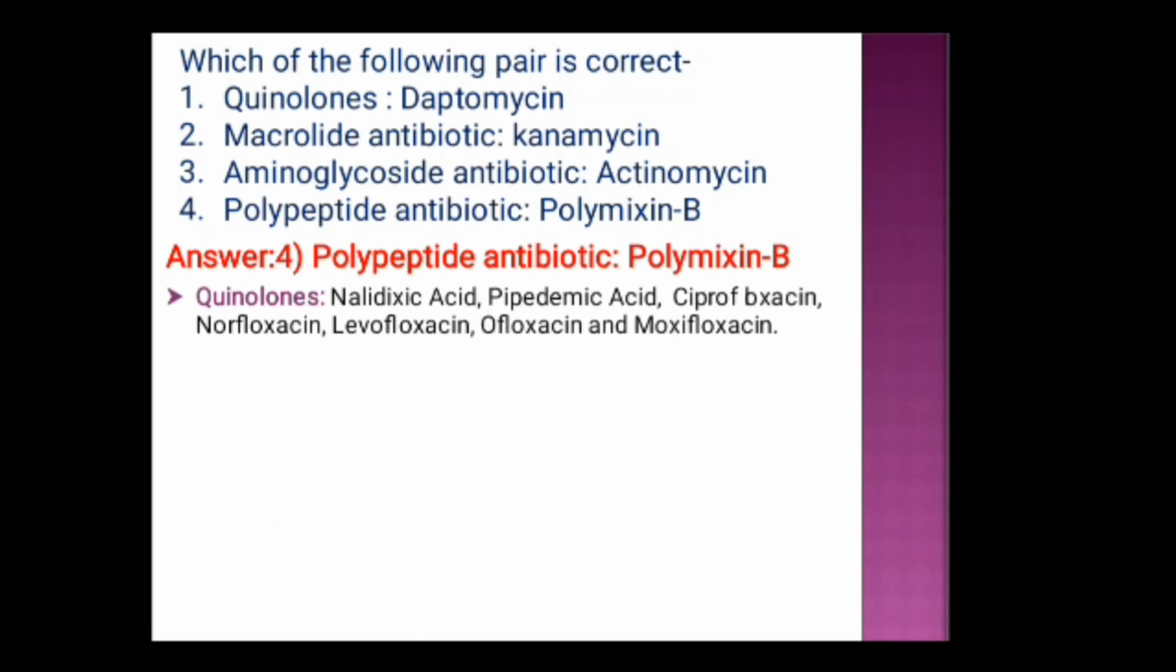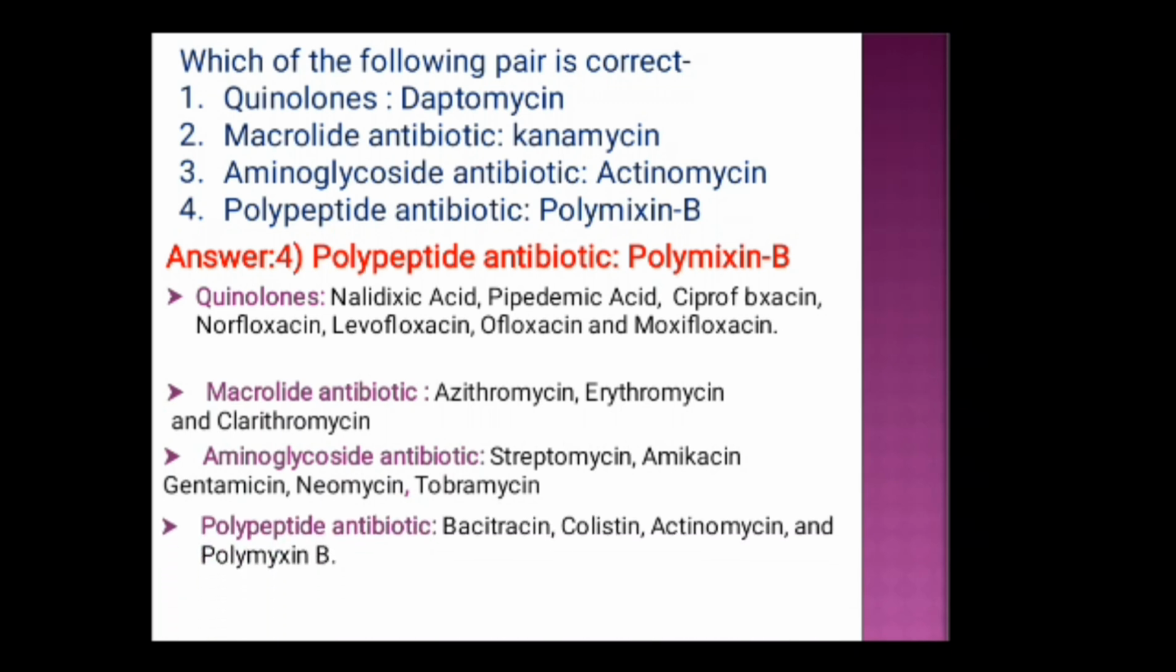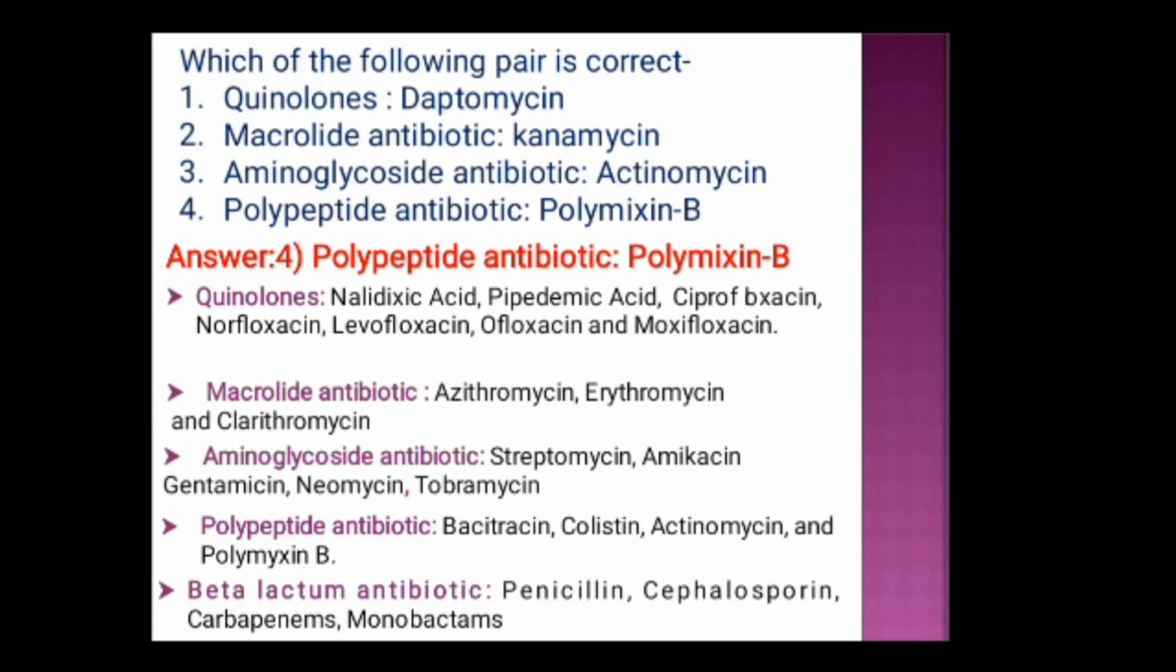Now, examples of quinolone antibiotics are nalidixic acid, pipemidic acid, ciprofloxacin, norfloxacin, ofloxacin, levofloxacin, moxifloxacin. Whereas the examples of macrolide antibiotics include azithromycin, erythromycin, and clarithromycin. Next is aminoglycoside antibiotic, and the examples include streptomycin, neomycin, amikacin, gentamicin, tobramycin. Polypeptide antibiotics include bacitracin, colistin, actinomycin, and polymyxin B. Whereas the examples of beta-lactam antibiotics include penicillin, cephalosporin, carbapenems, monobactams.